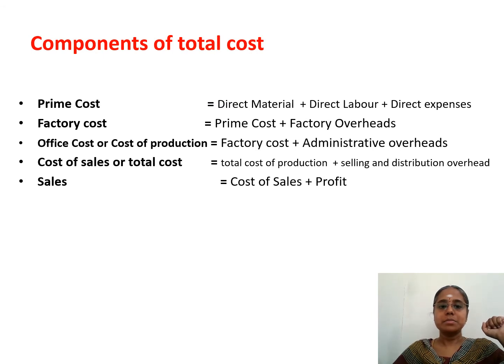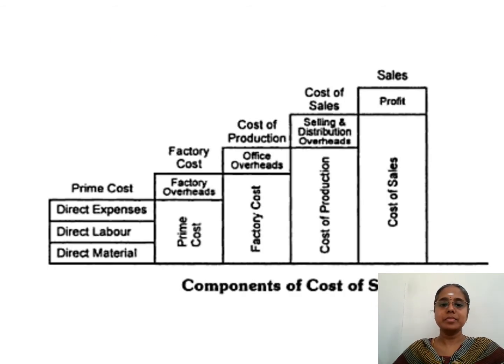So here it is given simply for your better understanding. Prime includes direct material, direct labor, direct expenses. Factory includes prime plus factory overheads. Office cost or cost of production includes factory cost plus administrative expenses. Cost of sales or total cost includes total cost of production plus selling and distribution overheads. Then finally, sales is cost of sales plus profit. So finally, you get the price of the product, that is the sales. This is also a pictorial representation for getting a better understanding.